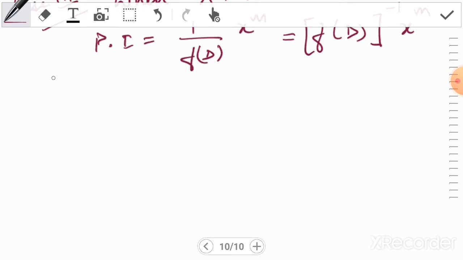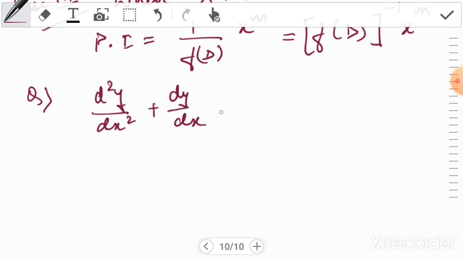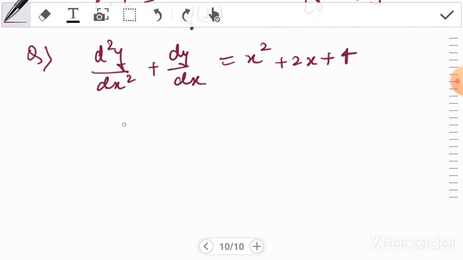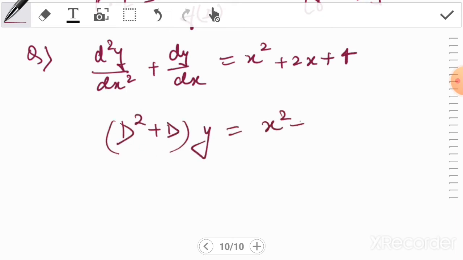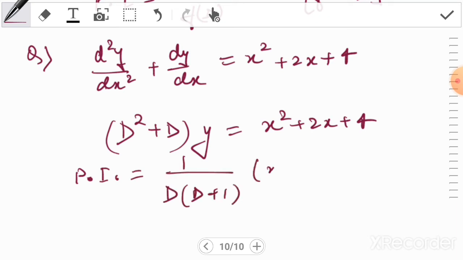Let us understand this with an example. So we have d square y by dx square plus dy by dx is equal to x square plus 2x plus 4. So capital X is an algebraic expression here. So we can write this as (D square plus D) y equals x square plus 2x plus 4. Now the particular integral is equal to 1 by D(D plus 1), x square plus 2x plus 4.